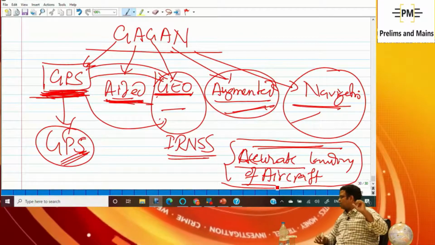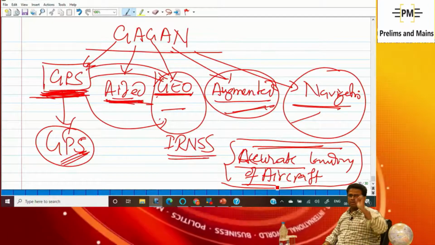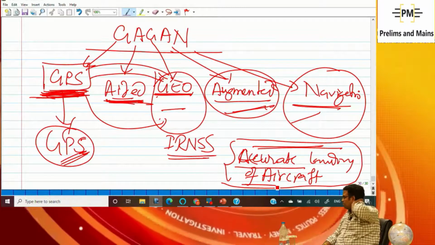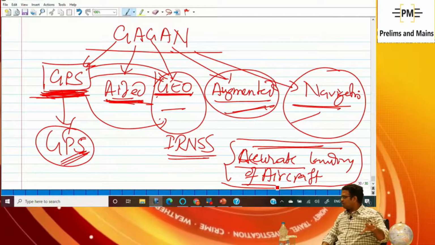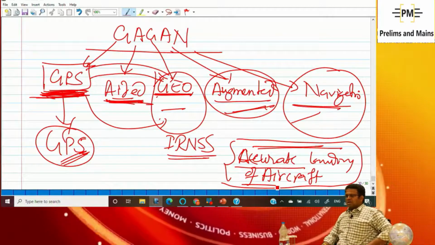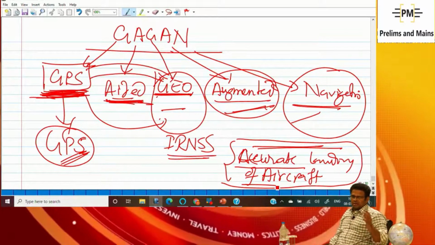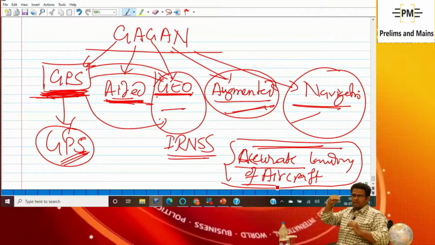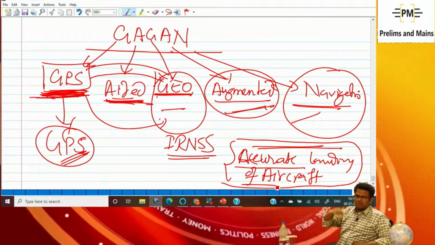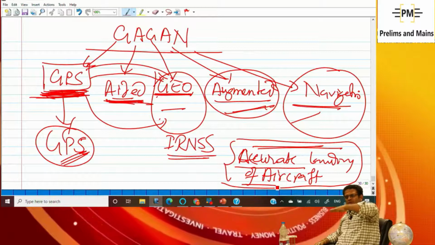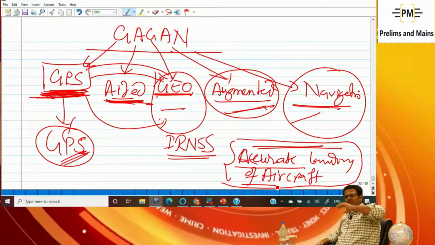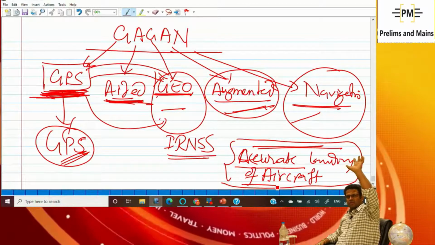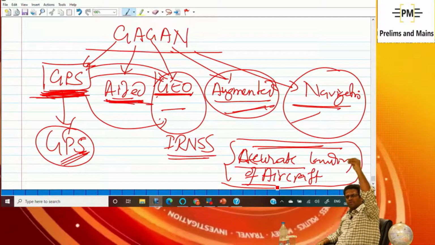This is clear or not? What is the use of Gagan? Tell me. It is clear to all of you, the use of Gagan. Gagan is used for the accurate landing of aircraft, so that the position of the aircraft is better. And who is making the satellites of GPS and the satellites of IRNSS? IRNSS is already there, we have established it at 36,000 kilometers.